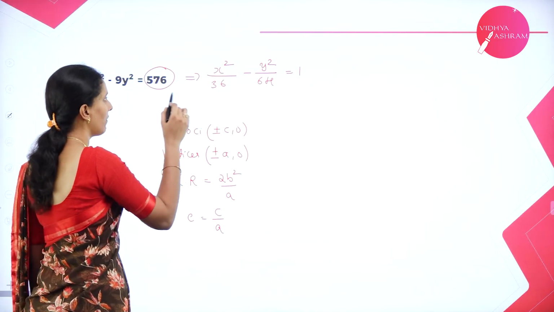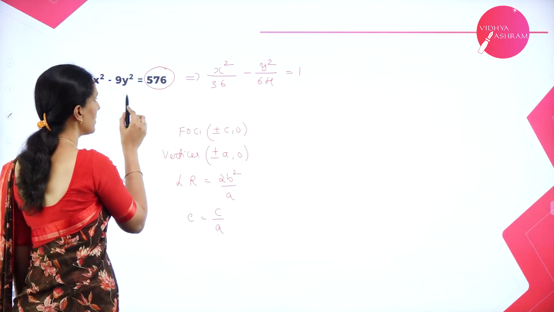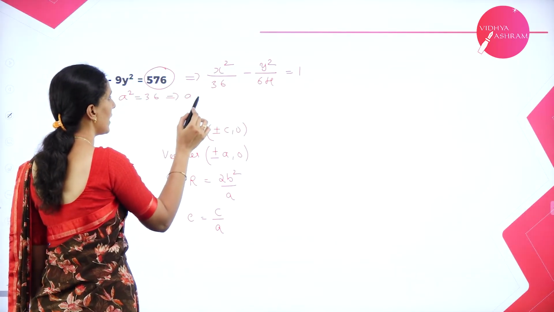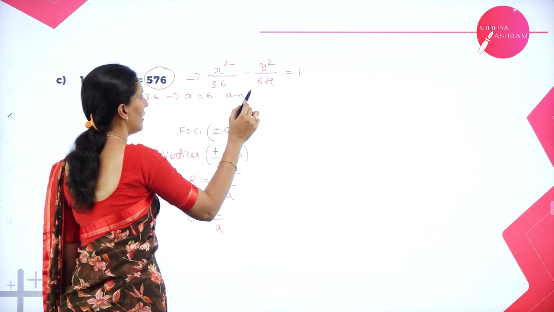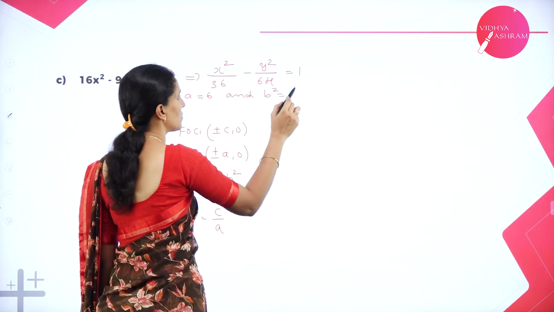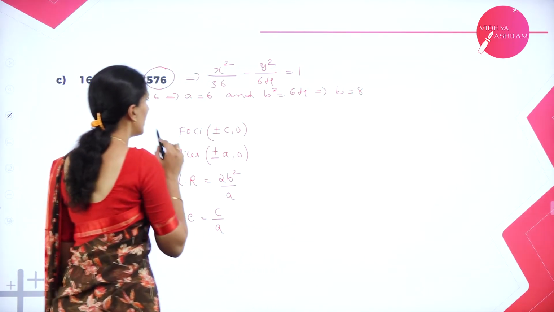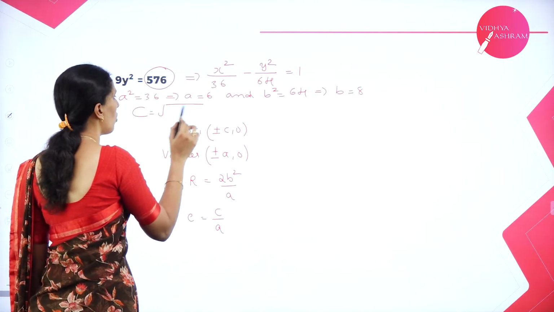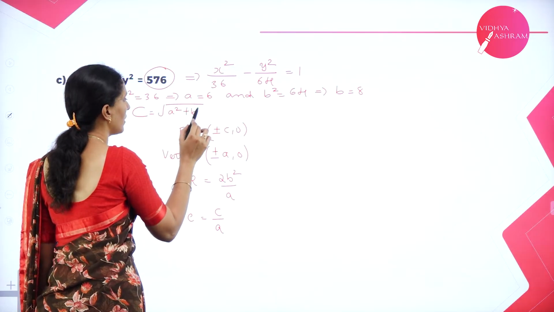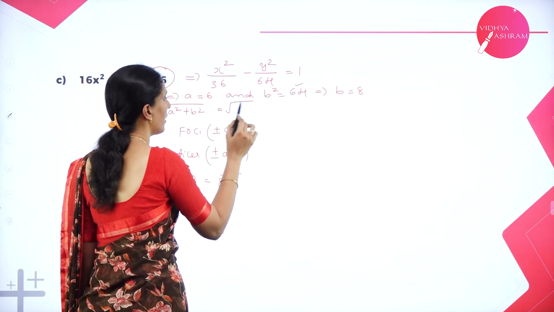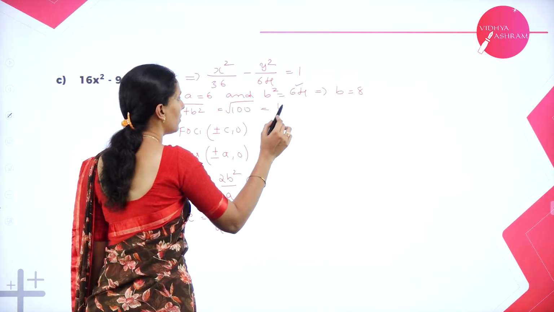Now let us find the values of a, b, c. So from this we have a square is equal to 36. This implies a is equal to 6. And b square is equal to 64. This implies b is equal to 8. c can be taken as root of a square plus b square. That is, a square is 36 plus 64, which is root 100. So the value will be equal to 10.